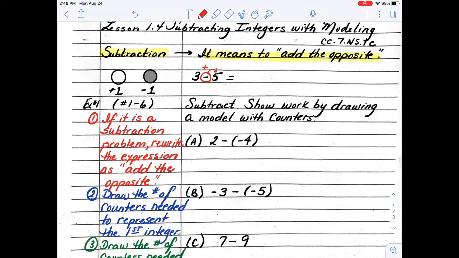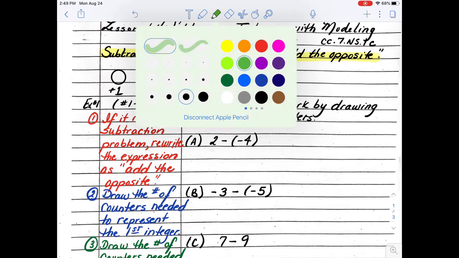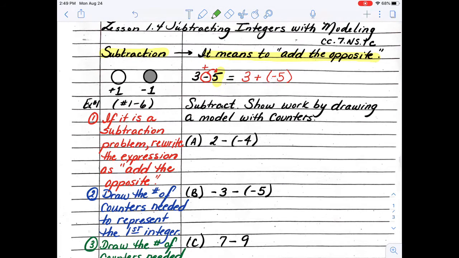So when I rewrite a subtraction problem, the first integer doesn't change. That's 3. Subtracting actually means to add the opposite. And the opposite of this number right here, opposite of 5, is negative 5. And then we have worked with modeling addition in lesson 1.3. So when I say, okay, model for me 3 plus negative 5, you would say, well, that's positive 3.